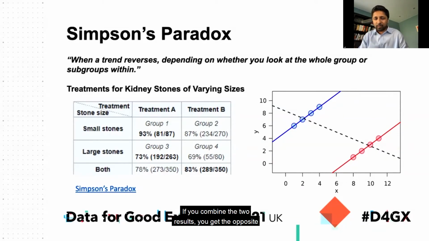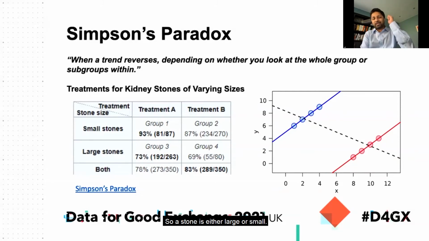If you combine the two results, you get the opposite directional result, which is that treatment B is 83% effective, and treatment A is only 78% effective. This is just simple arithmetic. Even if you just do the addition for yourself, you're going to find this to be true. So what's going on here?